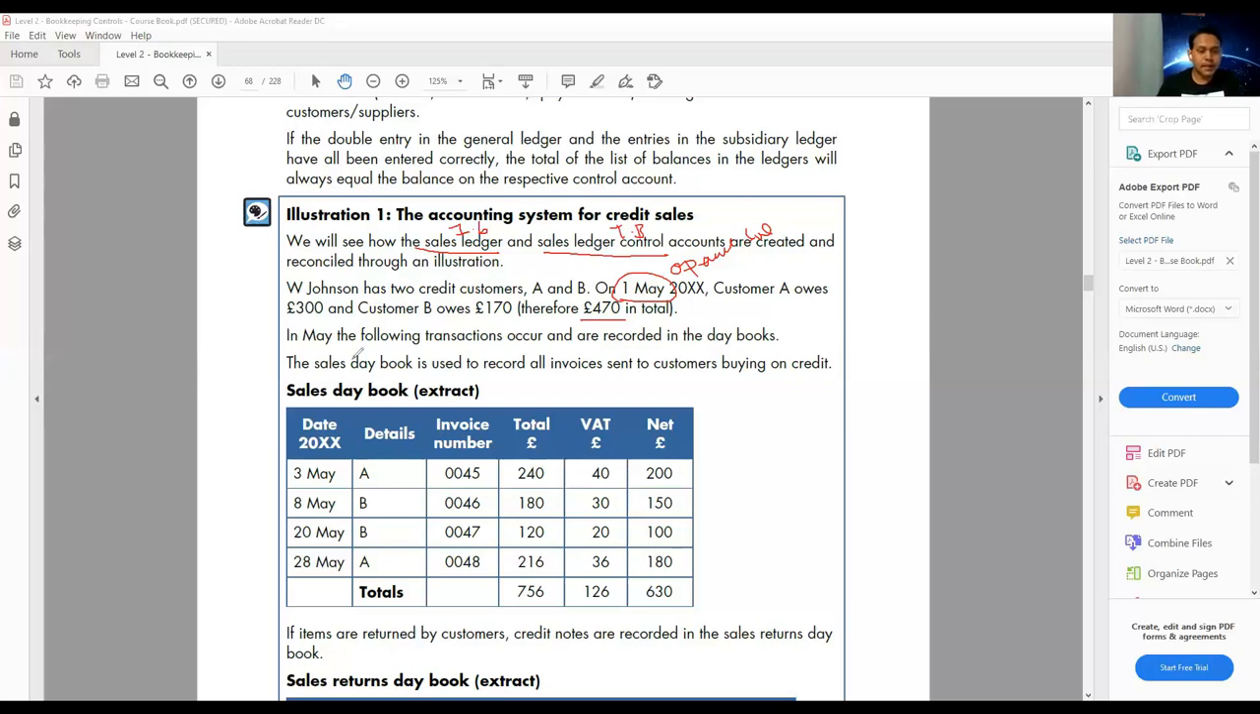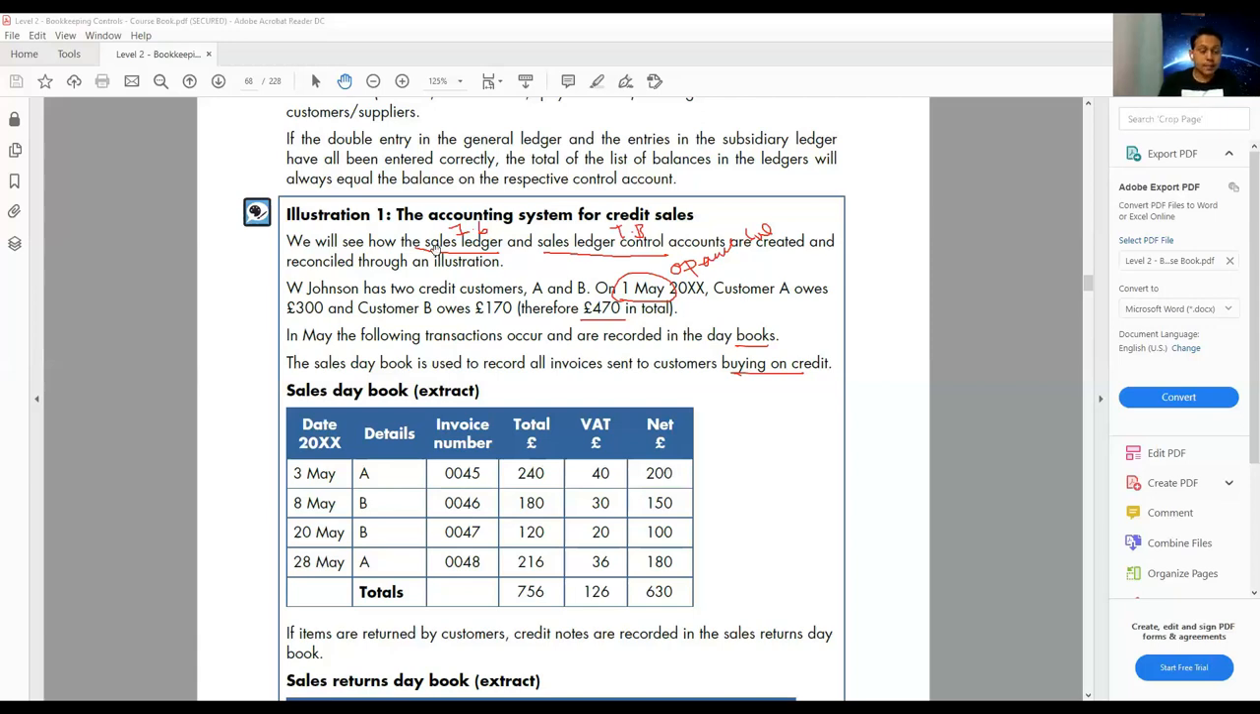In May, the following transactions occurred and were recorded in the day books. So after 1st of May, this is what is happening, and you have to record all of this. The sales day book is used to record all invoices sent to credit customers buying on credit. We know it, even if they don't say it. Sales day book only deals with credit sales. We never record any cash sales in the sales day book. Know it.